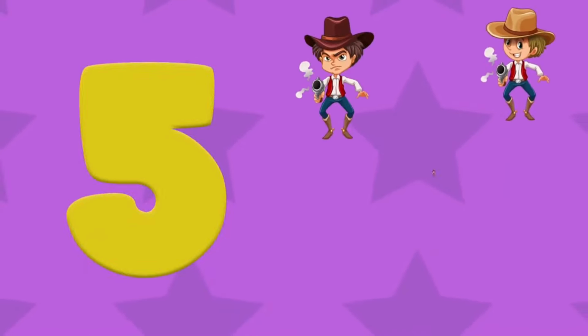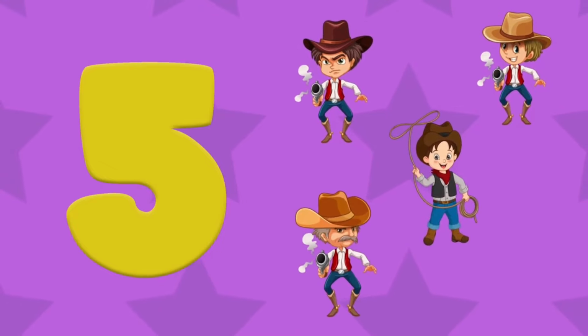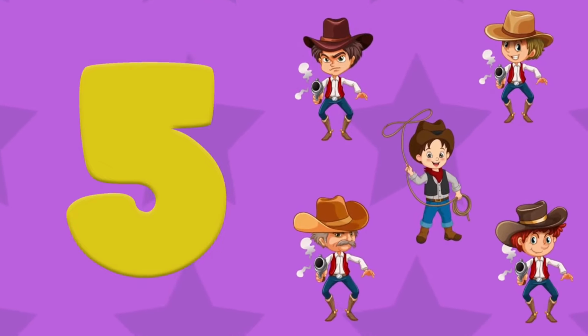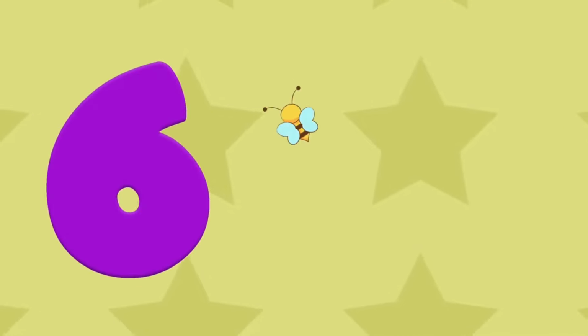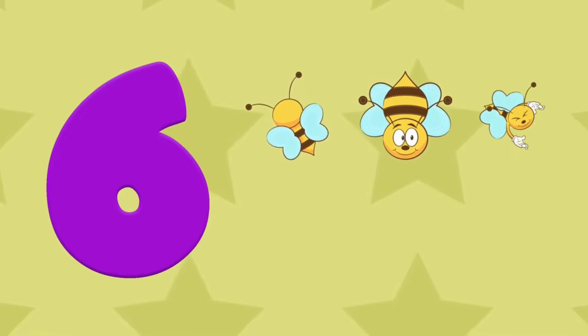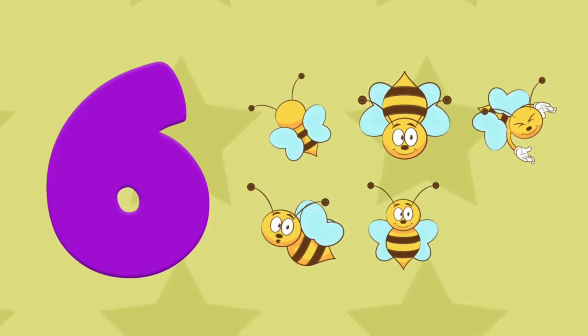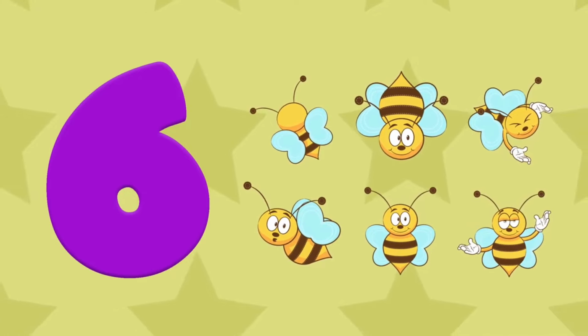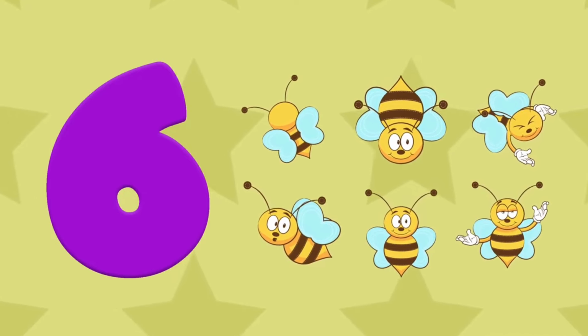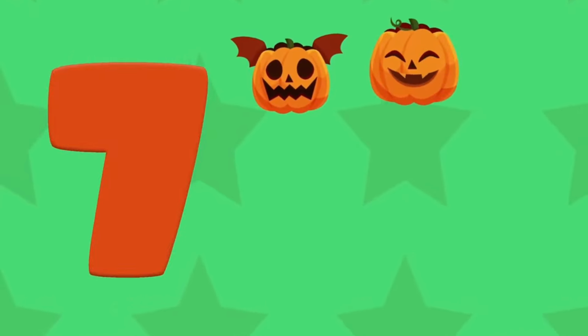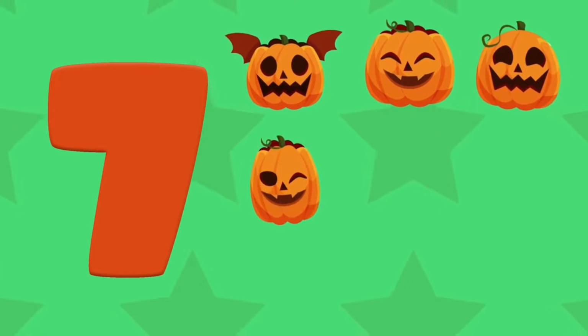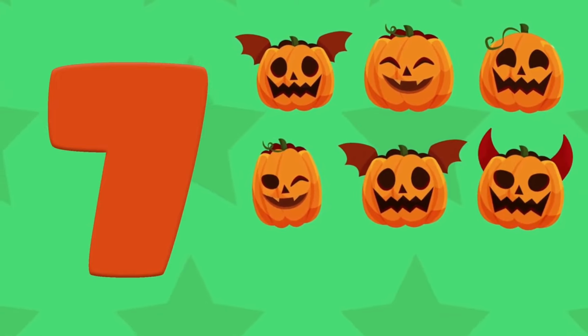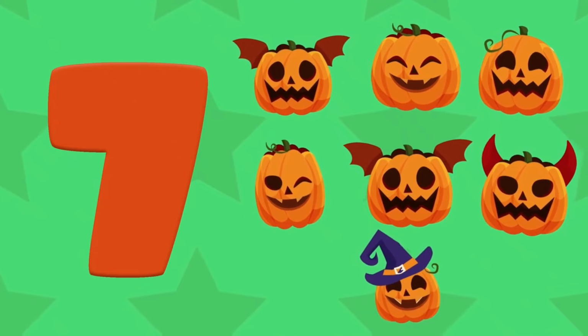This is number 5. 1, 2, 3, 4, 5. 5 cowboys. Oh boy. This is number 6. 1, 2, 3, 4, 5, 6. There are 6 bees. One, two, three, four, five, six, 7. 7 pumpkins.